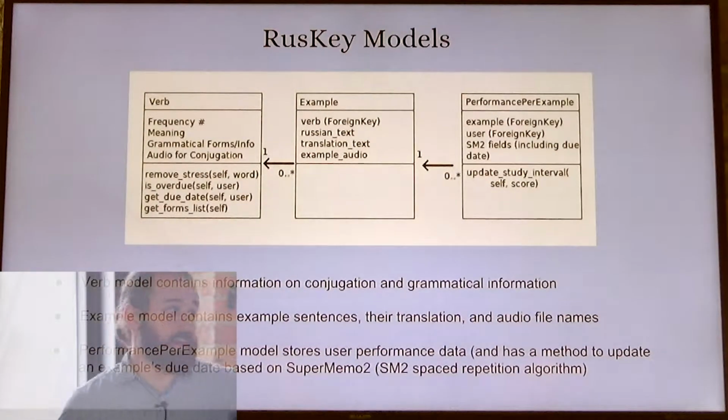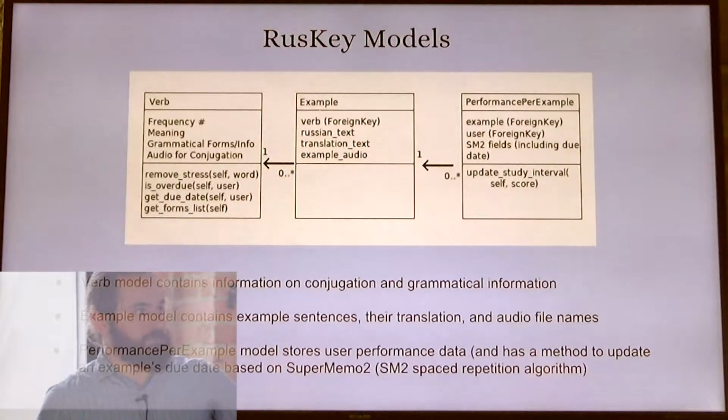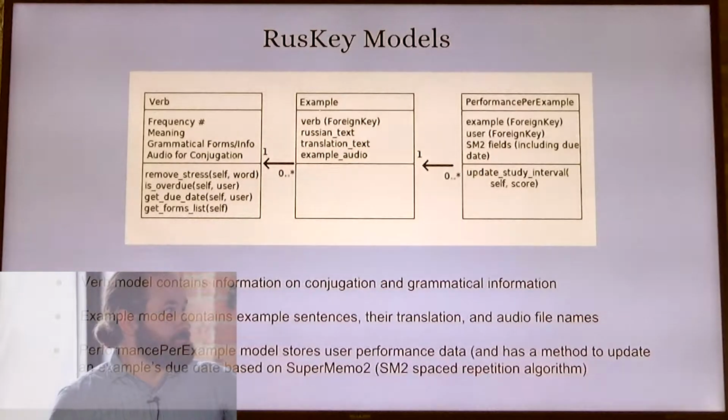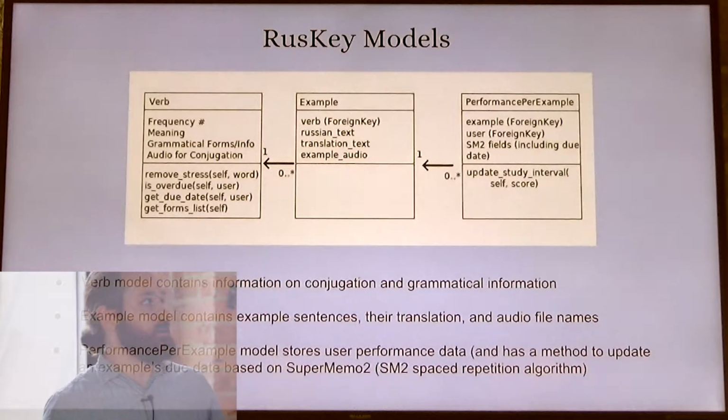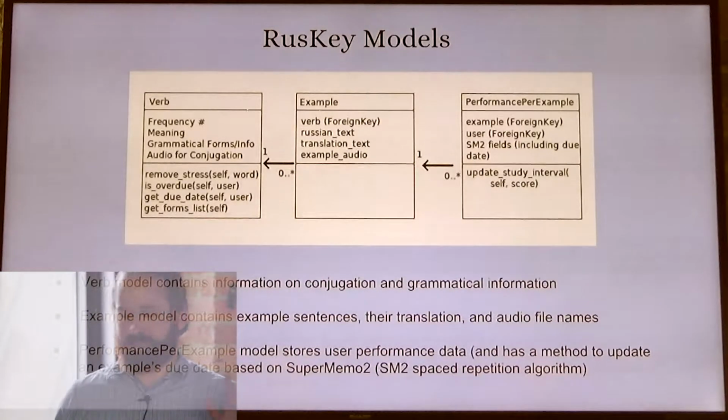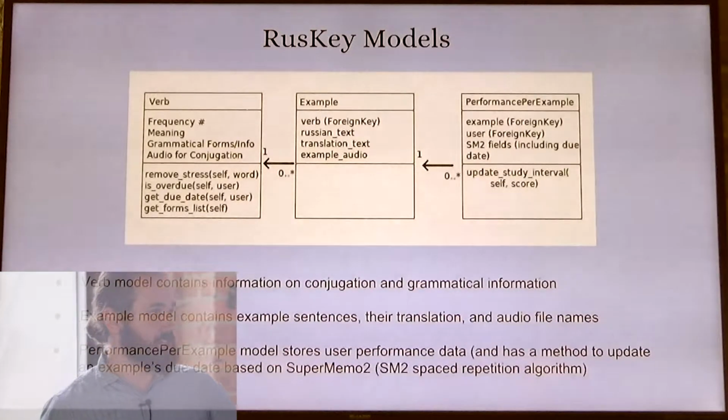So what did I do with the data? I put it into models, which is what you do with Django, I guess. So I have three models, basically. It's a very simple layout. Verb model that has conjugation information, example model that has examples. It's many to one to verbs, because a verb typically has, let's say, 5 to 10 examples.